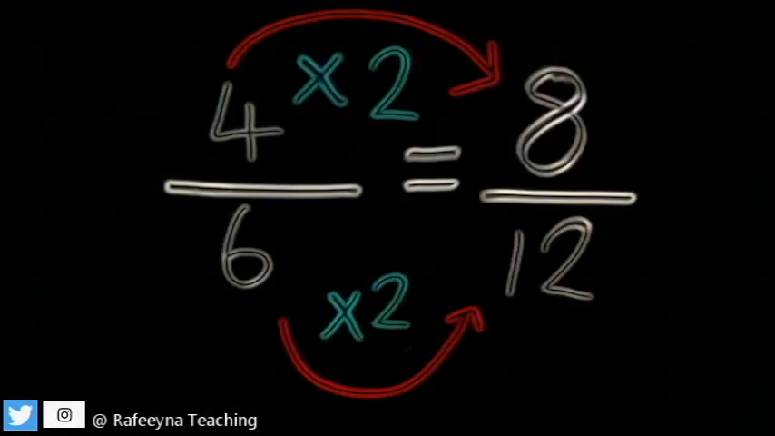Looking at the fraction 4/6, if I look at the denominator, I know that I have to multiply 6 by 2 to make 12. Again, whatever I do to the denominator, I have to do to the numerator. So 4 multiplied by 2 equals 8. The equivalent fraction now is 8/12.